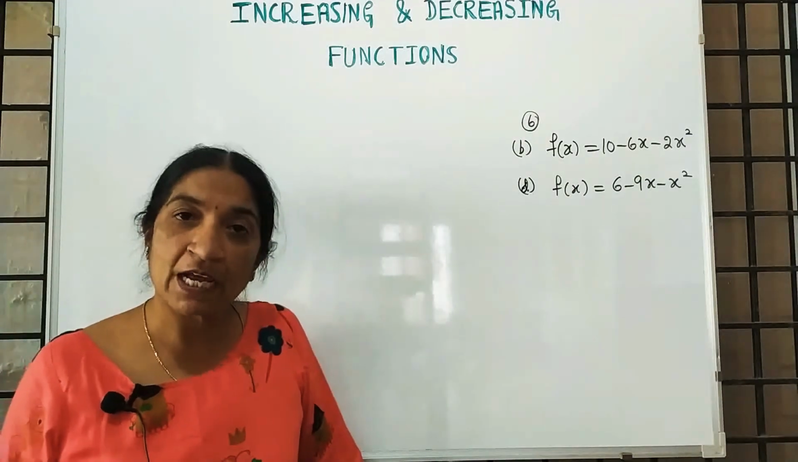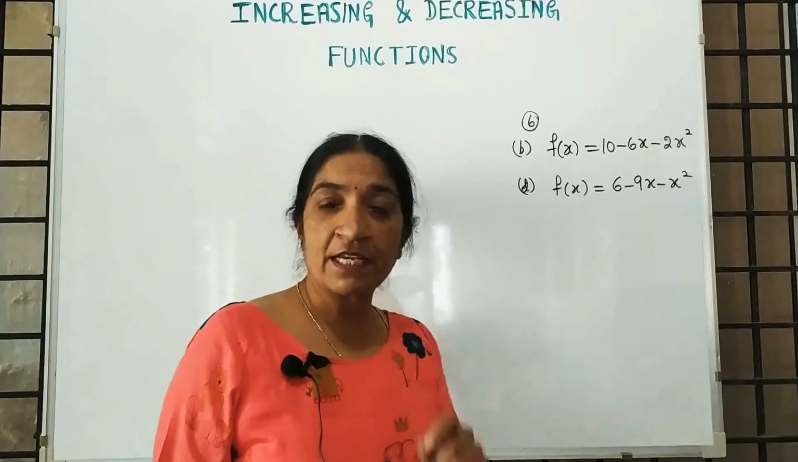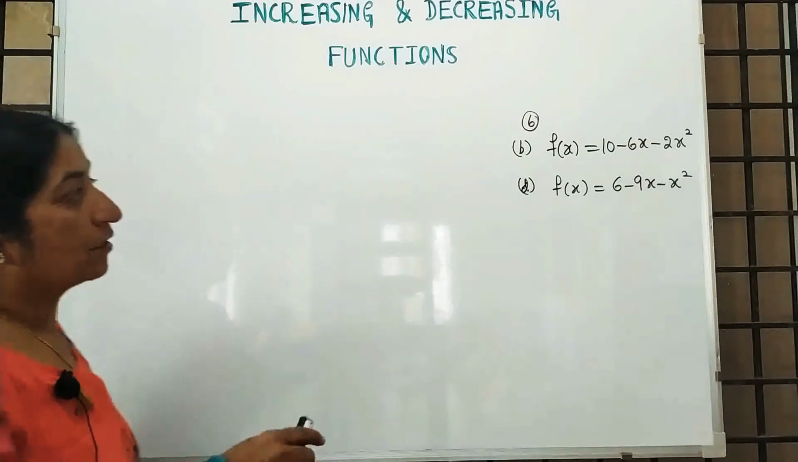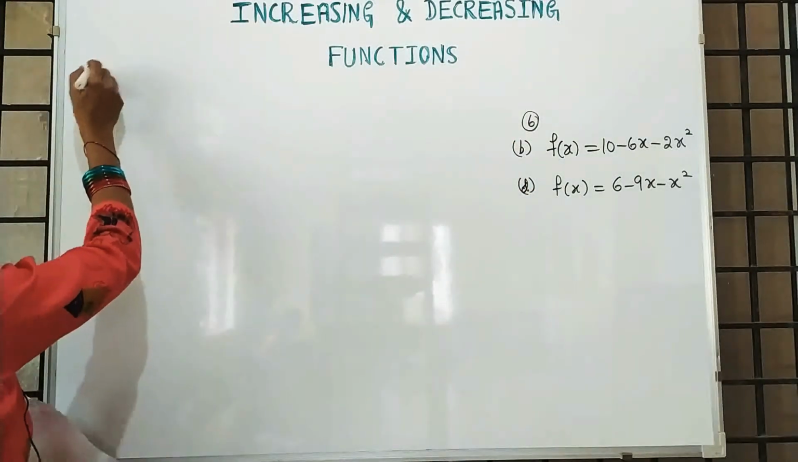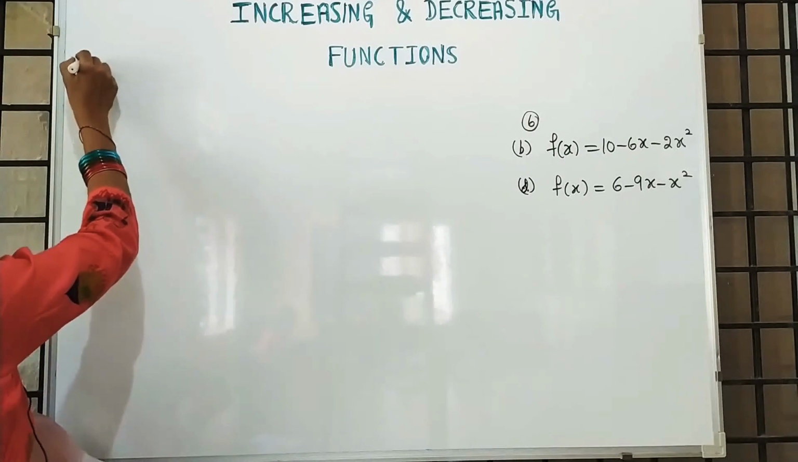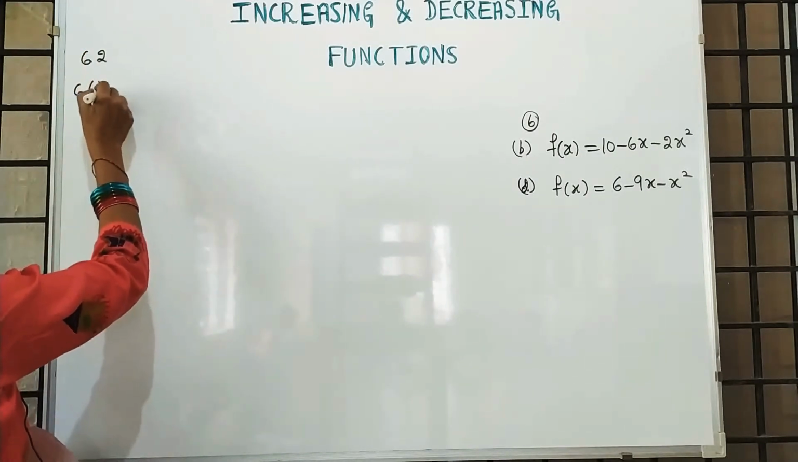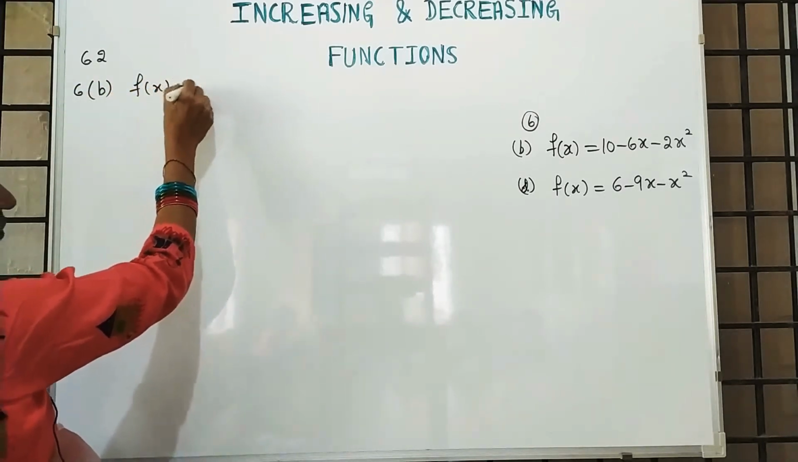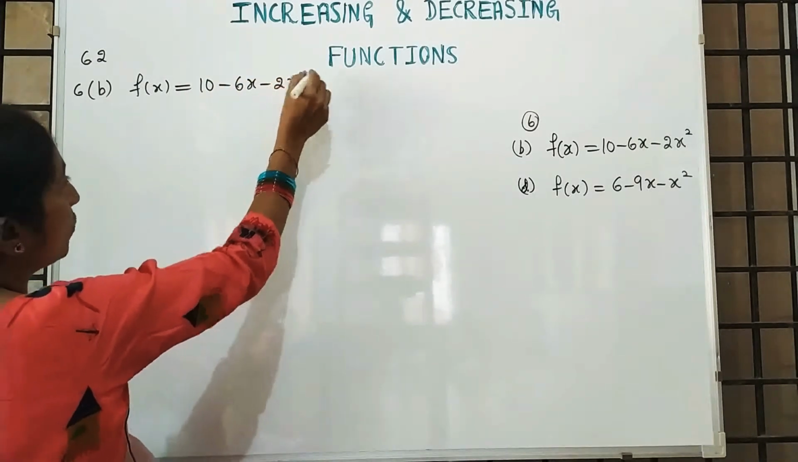In one of the last classes, I gave two sums as homework. The question is: find the interval in which the function is increasing or decreasing. The problems I gave are in exercise 6.2, sixth main question, question number B, 6B. This I gave as homework. f(x) = 10 - 6x - 2x².